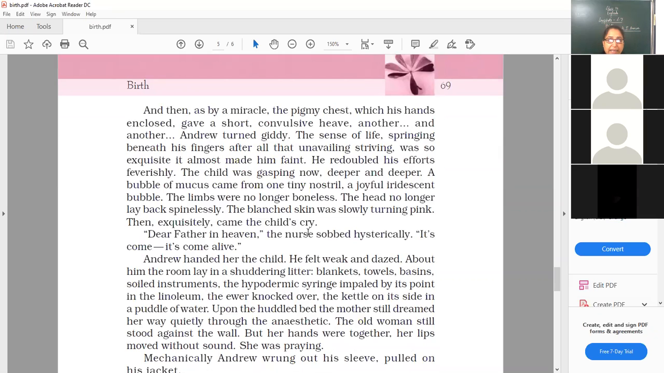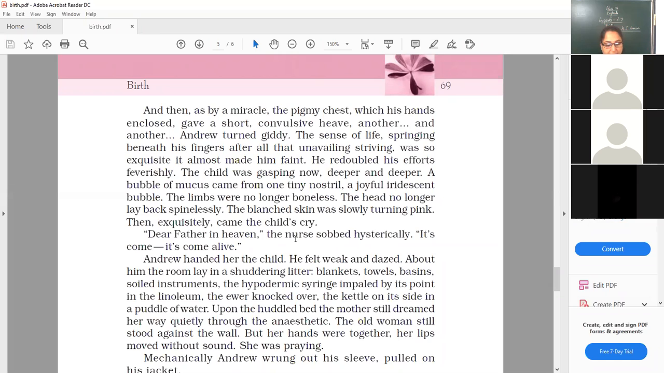And then, as by miracle, the pygmy chest, which his hands enclosed, gave a short, convulsive heave. Another and another, and Andrew turned giddy. Sudden in doing his effort, because he could feel that heave, right? Pygmy chest, small chest. Now the word pygmy is used here for small. So that small chest, which his hands enclosed, gave a short, convulsive heave, right? Sudden heave, convulsive, sudden heave. Okay, and another. Andrew turned giddy. Now, the sense of life springing beneath his fingers.